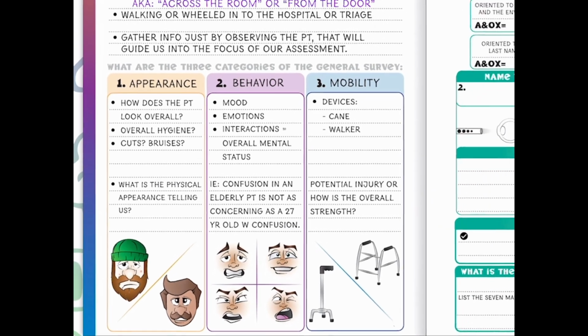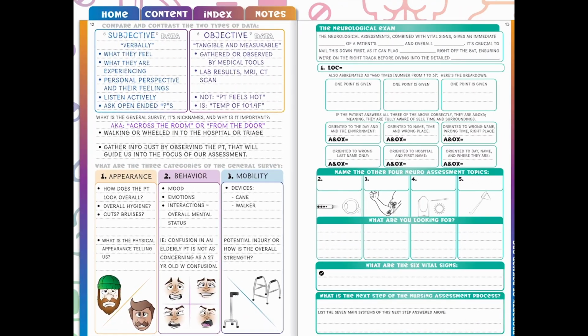So now that we just looked at our across the room assessment, or this from the door assessment, or this general survey, we want to get into the most important part. And this is going to be our vital signs and our neuro exam. If there's one thing that I want to leave you with in this entire lesson, it is that your vital signs and your neuro assessment will not lie. So you'll know how fast you need to take care of a patient by getting this information.